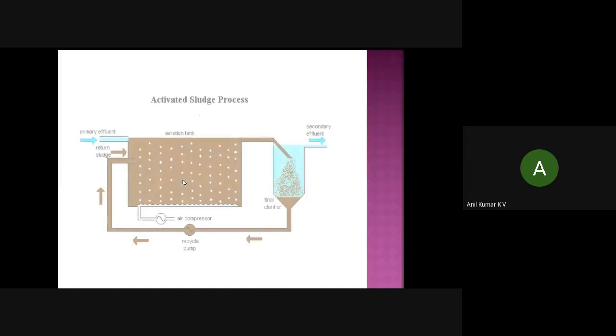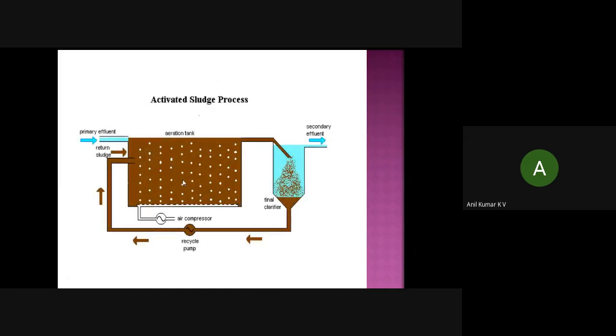Activated sludge process, schematic representation. The primary effluent is subjected to activated sludge by passing air, under microbial activity which converts it into byproducts such as carbon dioxide and water. Finally, the obtained water is free from biodegradable organic matter.